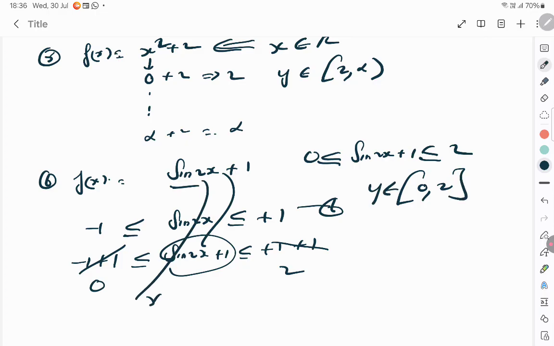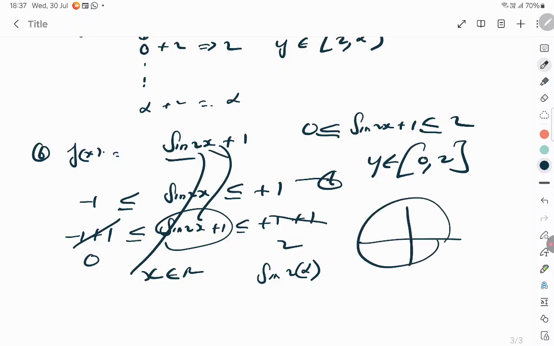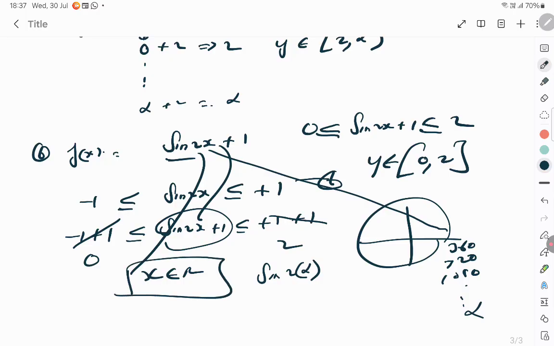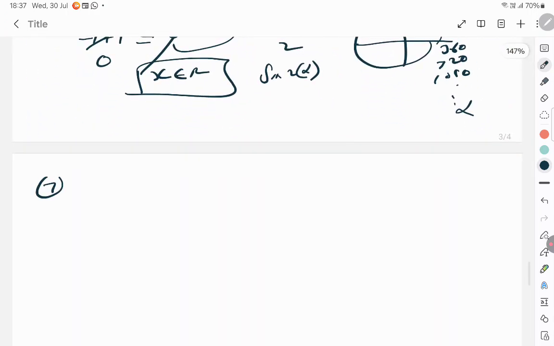What about x? X is an element of any real number. How is it? Sine 2 into infinity can come, or minus infinity can come? Yes, because for the first revolution, x is nothing but 360 degrees, 720, 1080, and it can go up to infinity. These radian measures can go up to infinity. So x is an element of all real numbers, y is an element of 0 to 2. So let's go to the next question.